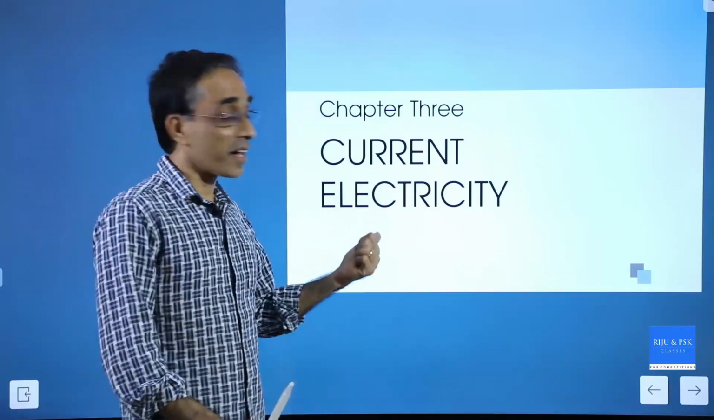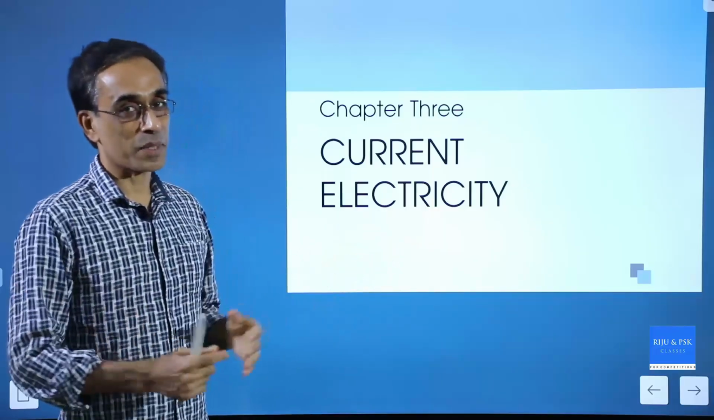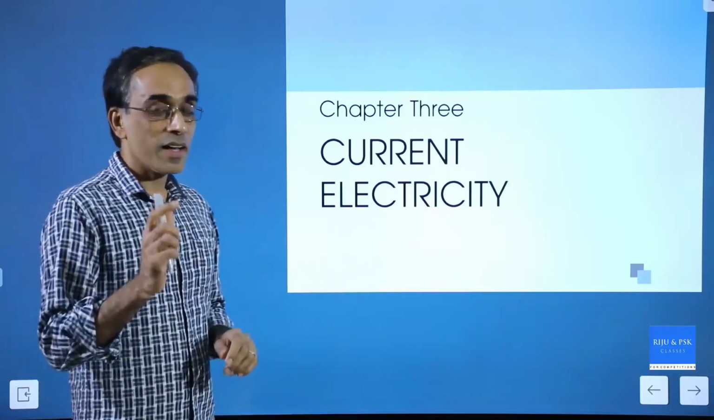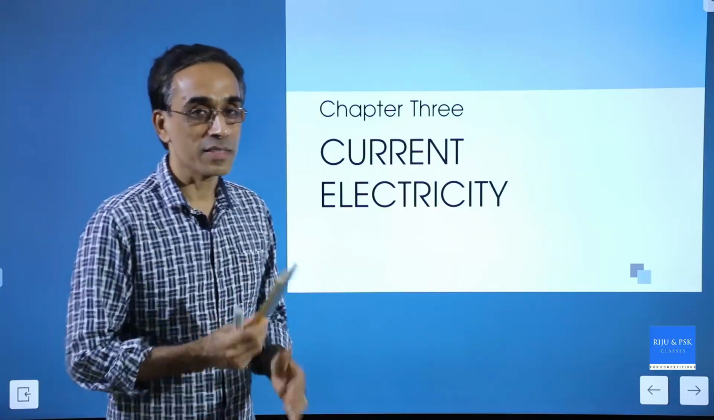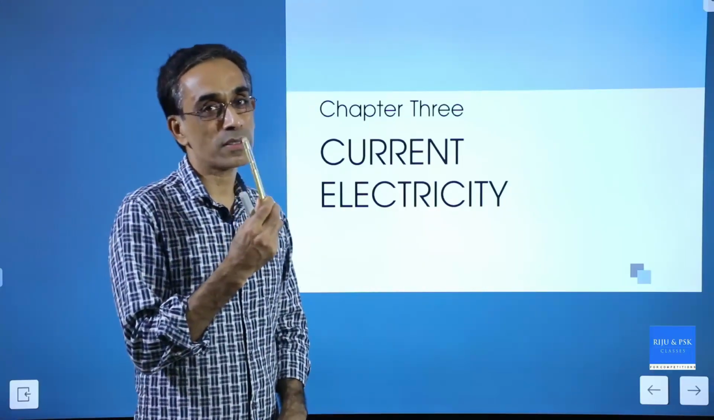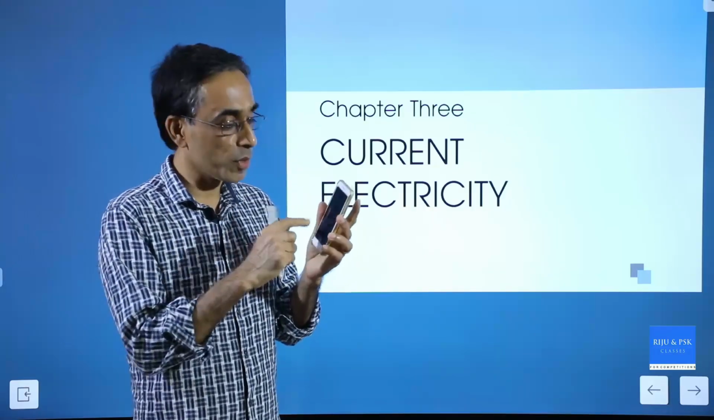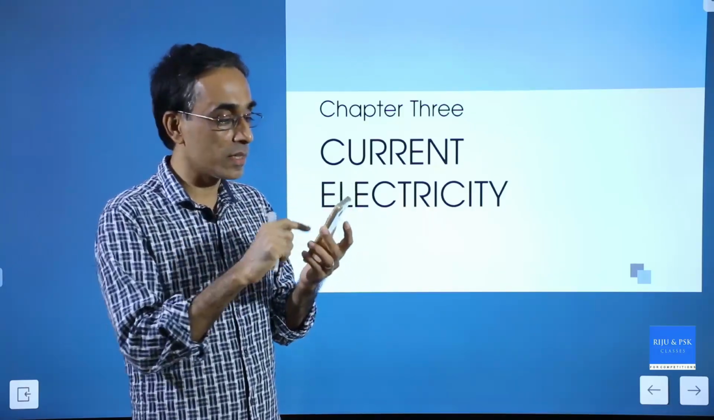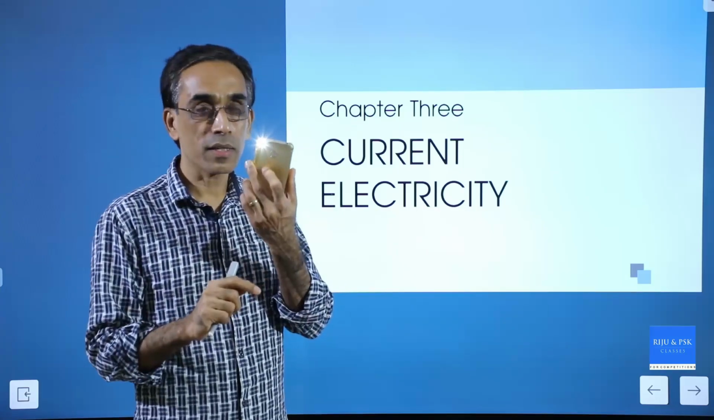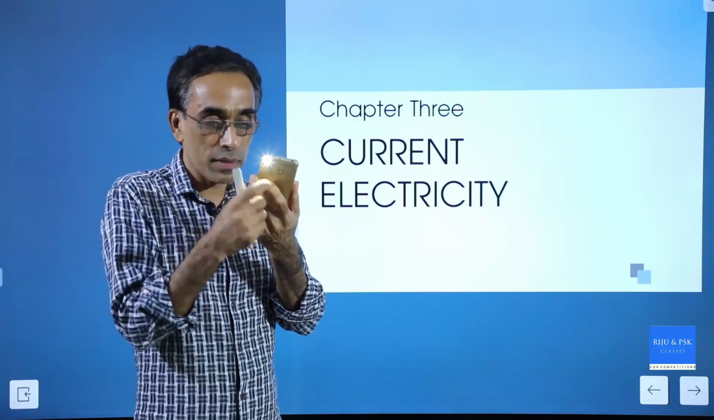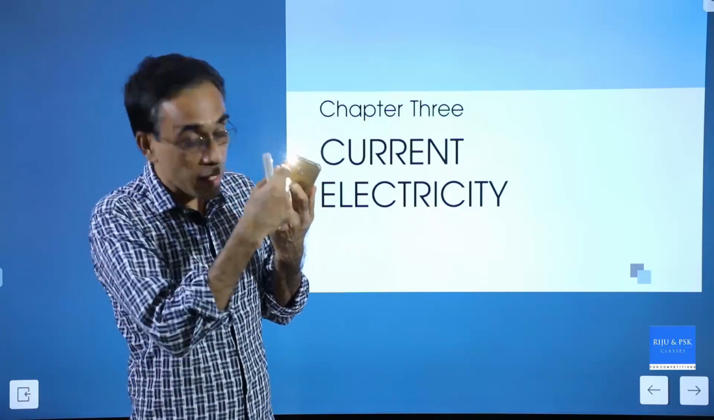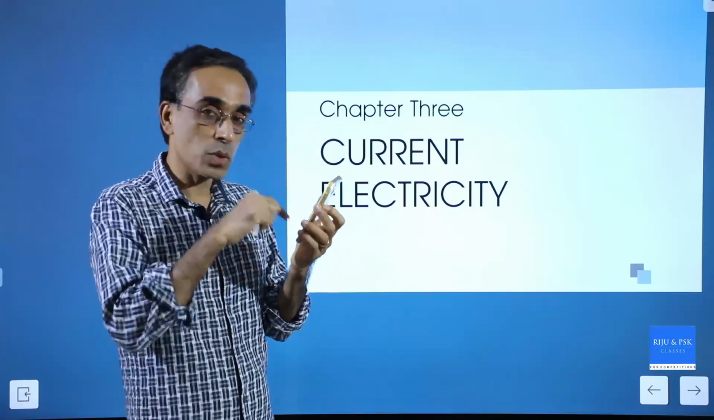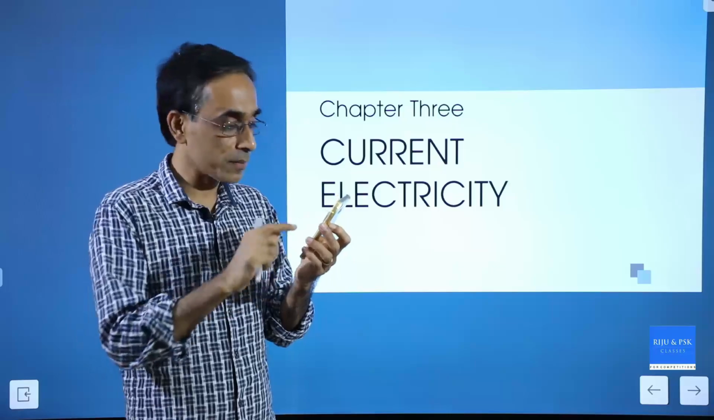This is current electricity, the electrifying chapter. Last class we were talking about charging and discharging. Mobile phones discharge when we use them. Turn on the camera, the light, the flashlight, and energy is lost from the battery in the form of light. It is lost, so the battery gets discharged.